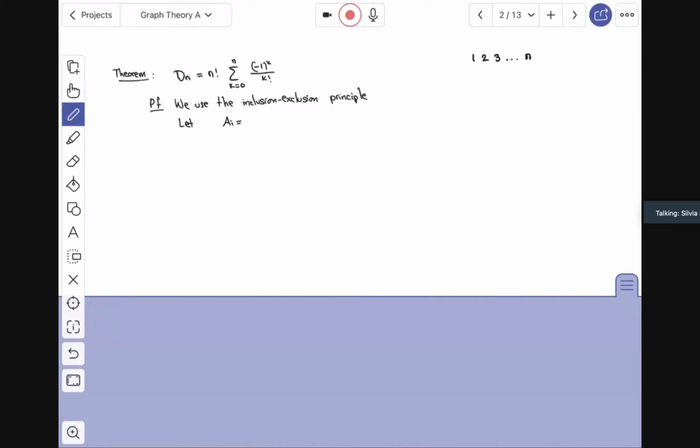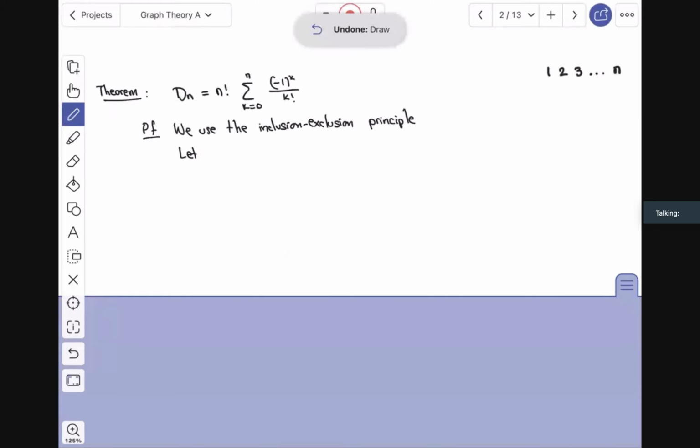So it doesn't leave any number in its original position. Actually, let me first define my universe. U is going to be all the rearrangements of the string 1, 2, 3 all the way to n.